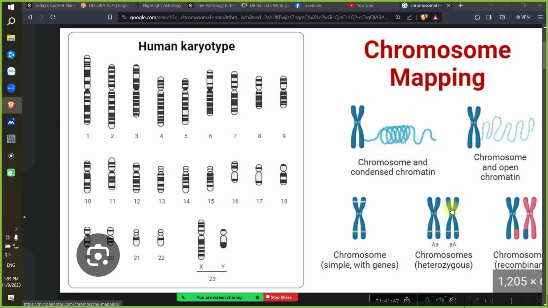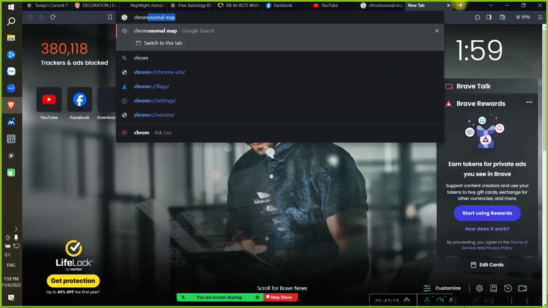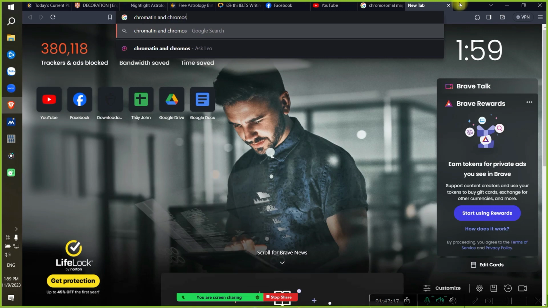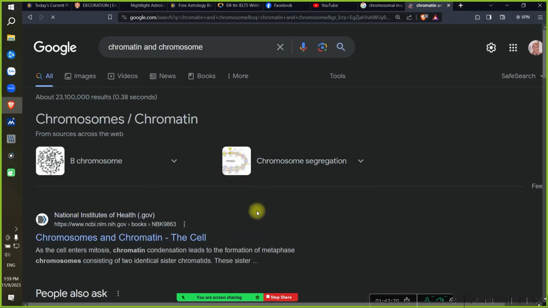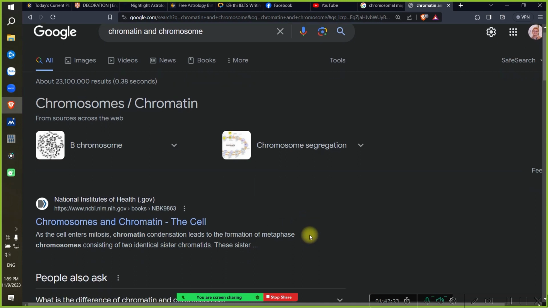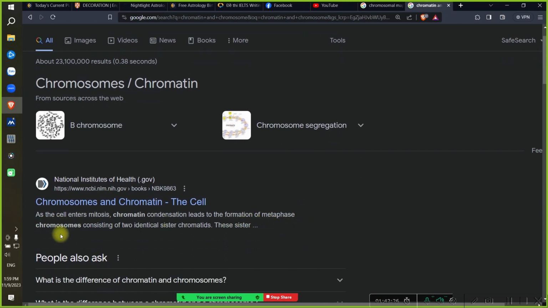There are 2 terms, chromatin and chromosome. So chromosome is a very condensed form of DNA. Chromosome is basically a very condensed form of DNA. Chromatin is the nuclear region. Chromatin is the region inside the nucleus that has a lot of DNA in there. So I think it's better to just see the distinction. There. Chromatin is the nuclear region.